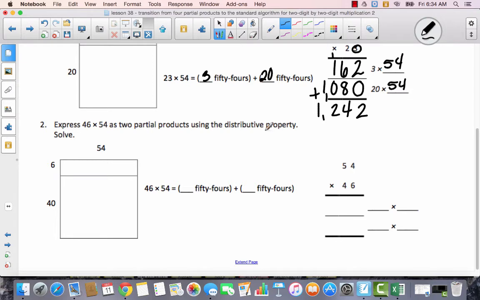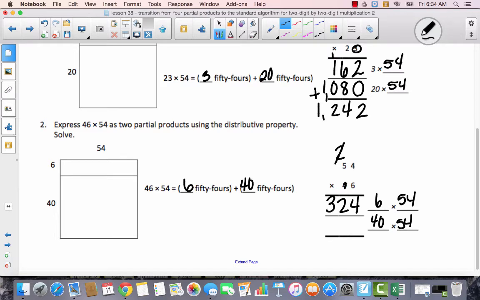All right, so 46 times 54. If you look over here, this is 54 times 6. So I have 6 54s, and I have 40 54s. So this is 6 times 54 and 40 times 54. Now I'm going to do 54 times 6. Remember, I'm pretending that this 4 isn't here. So 4 times 6 is 24. 5 times 6 is 30, plus 2 is 32.